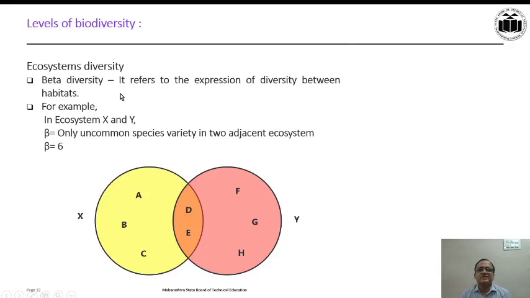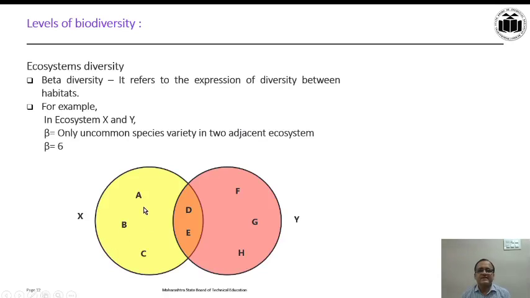Beta diversity refers to the expression of diversity between habitats. For example, in ecosystem X and in ecosystem Y, there are two ecosystems, and they have the overlapping species D and E. So beta diversity can be calculated as only uncommon species varieties in two adjacent ecosystems. So these X and Y are two adjacent ecosystems, and uncommon species variety we have to calculate.